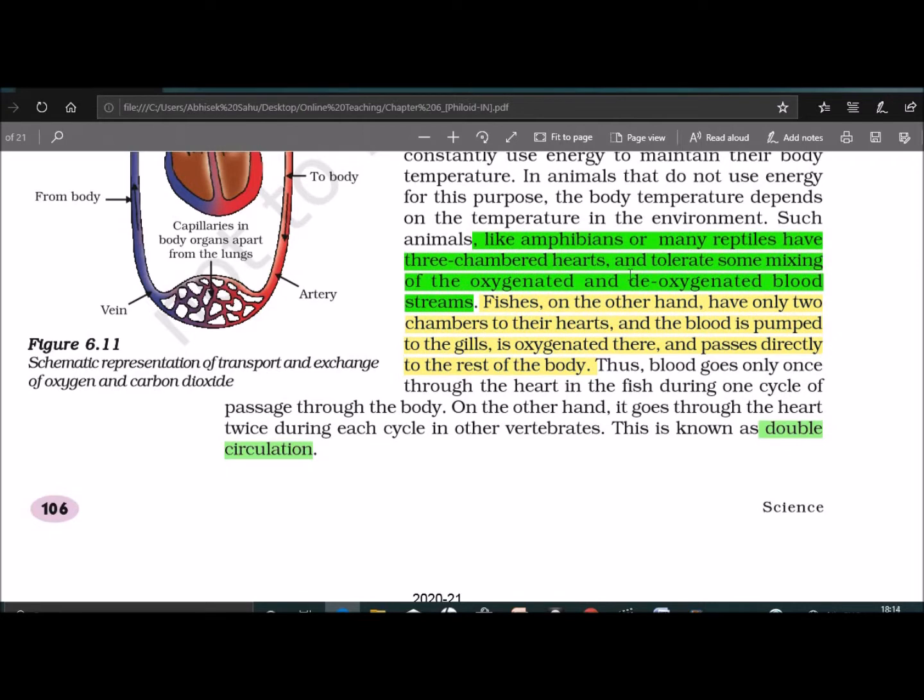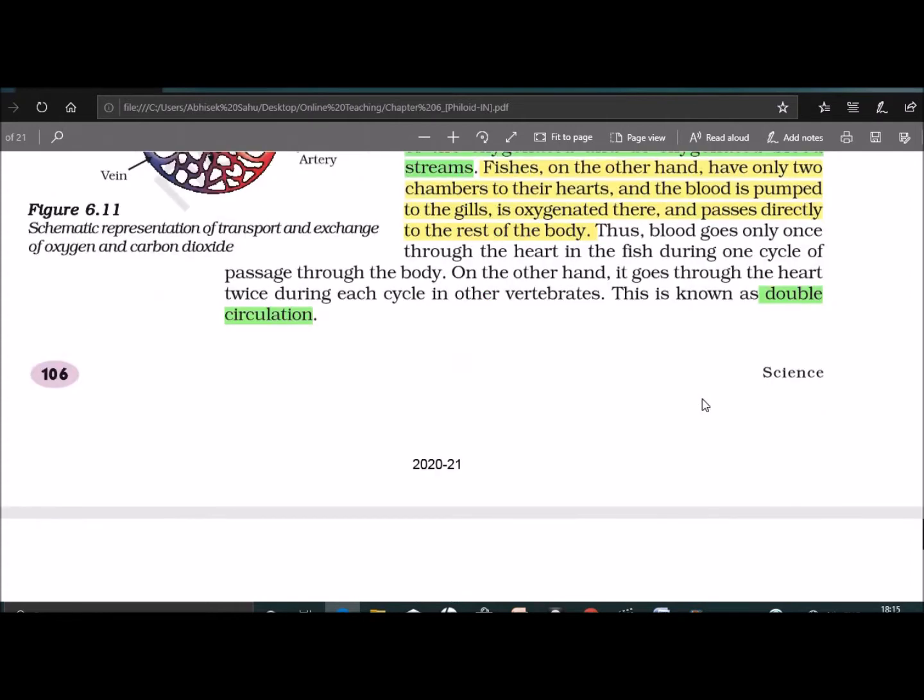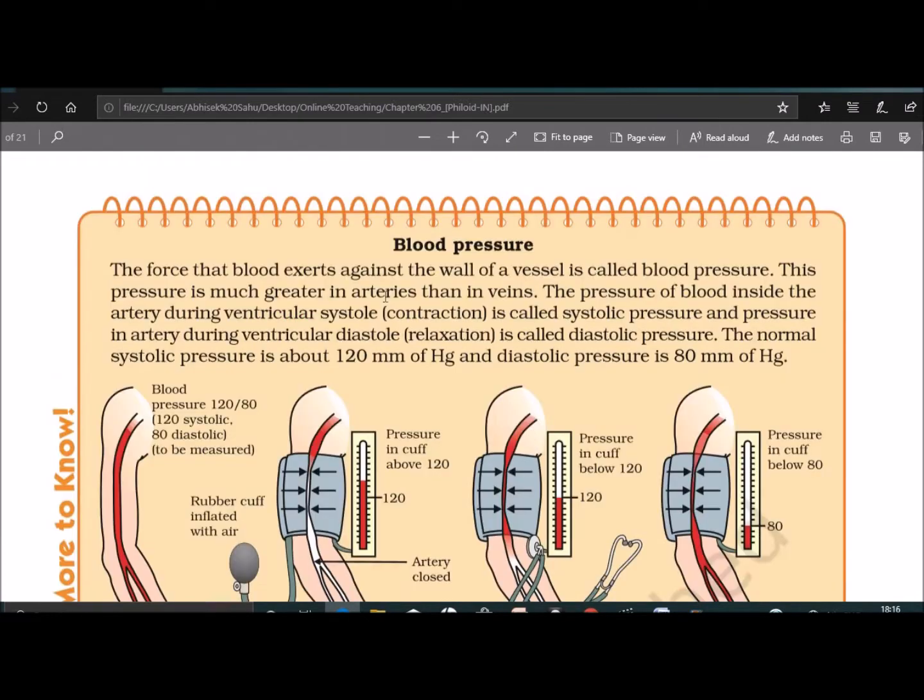Some animals like amphibians or many reptiles have three-chamber heart and tolerate some mixing of oxygenated and deoxygenated blood streams. Fish, on the other hand, have only two-chamber heart and the blood is pumped to the gills, is oxygenated there and passes directly to the rest of the body. Thus, the blood goes only once through the heart in the fish during one cycle of the passage through the body.